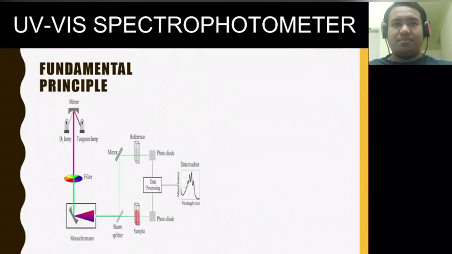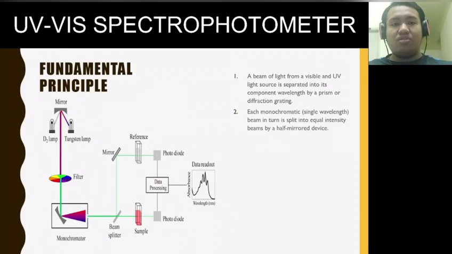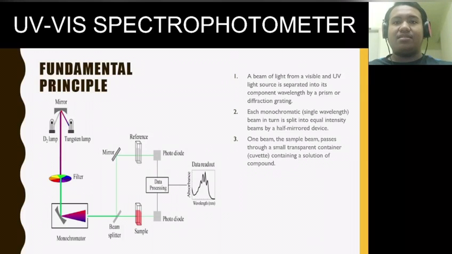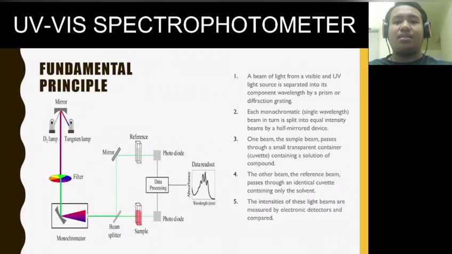Fundamental principle. A beam of light from a visible and UV light source is separated into its component wavelengths by a prism or diffraction grating. Each monochromatic beam, or single wavelength, in turn is split into equal intensity beams by a half-mirrored device. One beam, the sample beam, passes through a small transparent container, a cuvette, containing a solution of the compound. The other beam, the reference beam, passes through an identical cuvette containing only the solvent. The intensities of these light beams are measured by electronic detectors and compared.